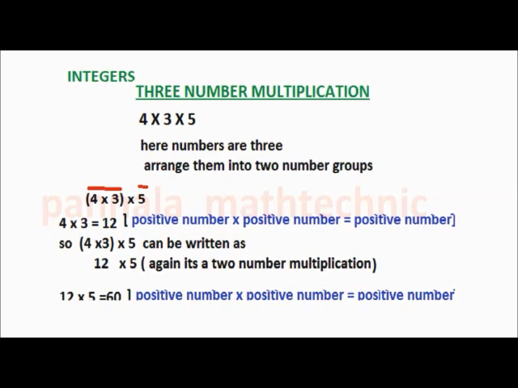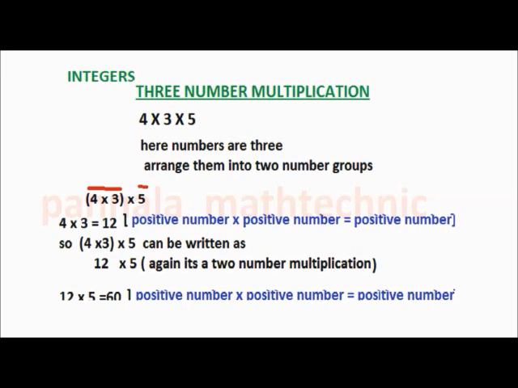Now 3 number multiplication. See an example, 4 multiplies 3 multiplies 5. So here the numbers are 3. Arrange them into 2 number groups. So we can make one group with 4 multiplied with 3, that is one group, and again multiplied by 5.